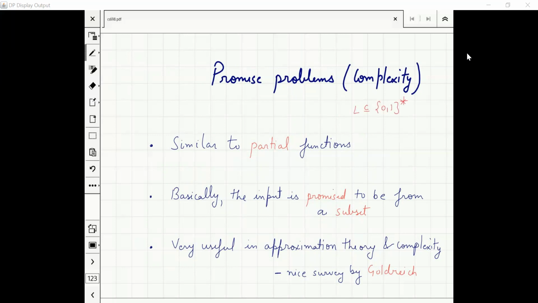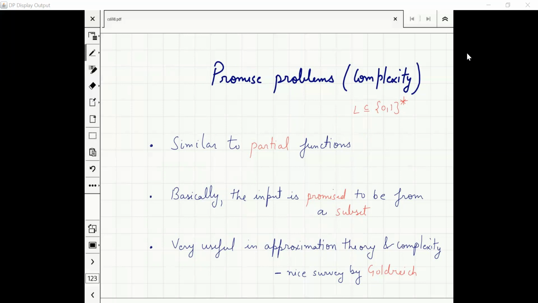In this case, if the element is inside the language, we say the answer is 1. If it is outside L, we say 0. But sometimes we are just interested in problems where for some inputs my answer is in the language, for some inputs my answer is not in the language, and there are a host of other inputs for which I don't care. These are called promise problems.